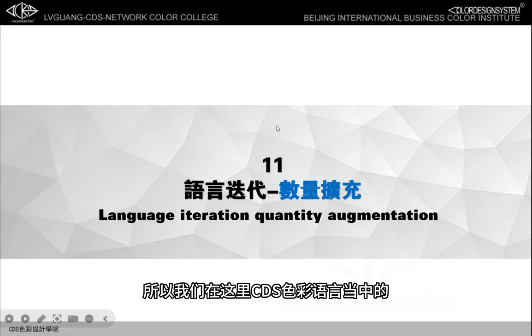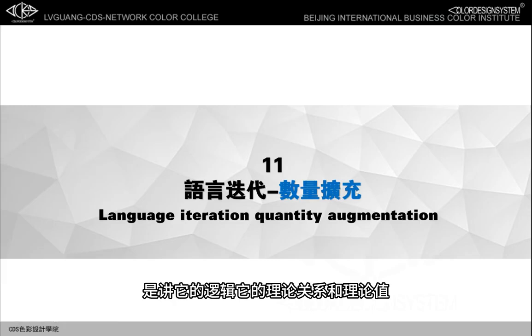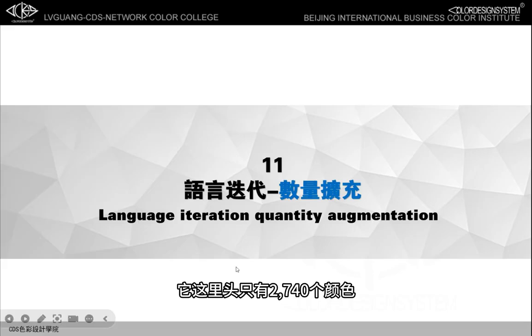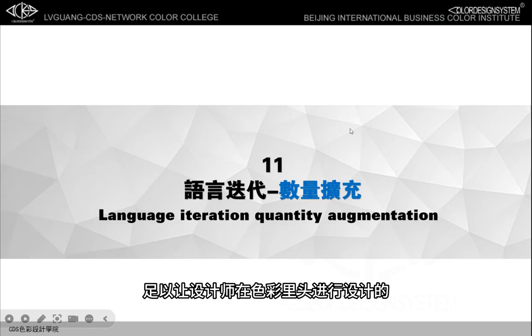So here we are in the CDS color language. We're talking about language iteration and quantitative scaling. It's about its logic, its theoretical relationships and theoretical values, rather than the actual value. The chromatography of the CDS color system, we call it the color Bible. It has only 2,740 colors in it, enough for designers to design in color.